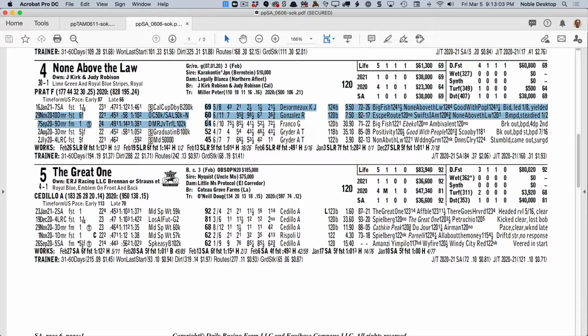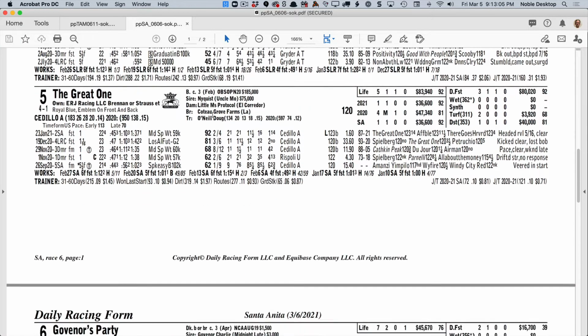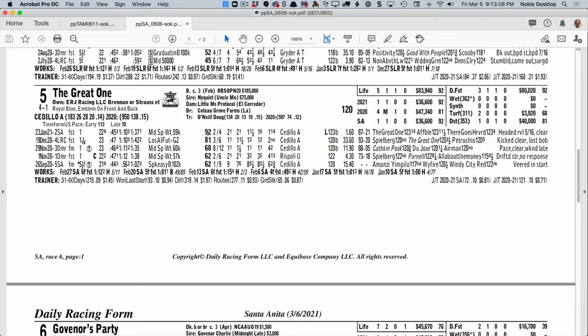None Above the Law's best speed figure is 69, so we could probably toss him. The Great One looks potentially impressive. He's got a 92 Beyer speed figure. He won his maiden race at a mile by 14 lengths, and his jockey, Abel Cedillo, decides to stay with this horse. He's trained by Doug O'Neill, who's won 2 Kentucky Derbies, so that is saying something. 4-1 might be a little light, but if Life is Good is bet down to 1-5 again, you might get something more like 8-1 on this horse.